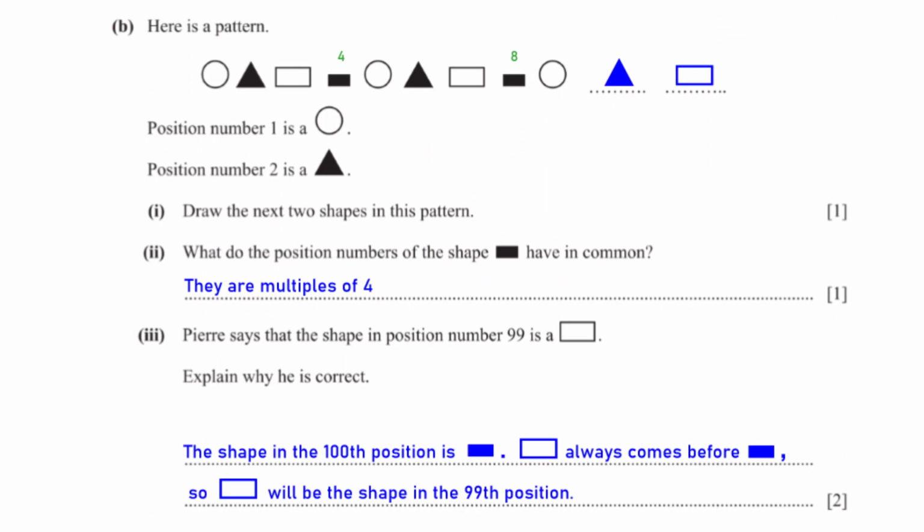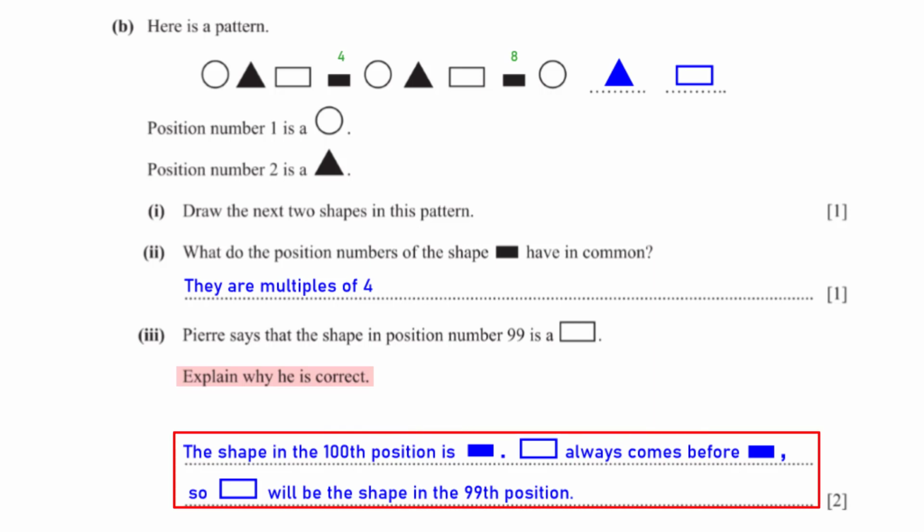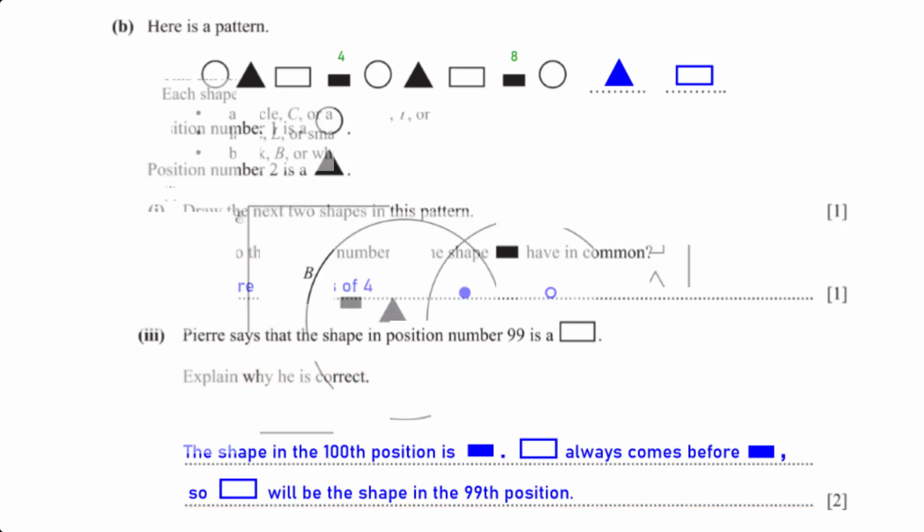Pierre says that the shape in position number 99 is a big white rectangle. Explain why he is correct. We know that the position numbers of the small black rectangles are multiples of 4. 100 is a multiple of 4. This means the shape in the 100th position is a small black rectangle. In the pattern, there is always a big white rectangle before a small black rectangle. This means a big white rectangle is in the 99th position.